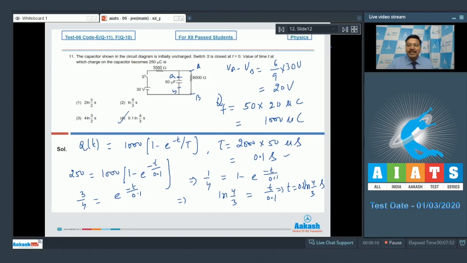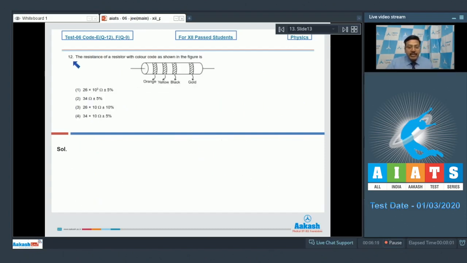Let's go to question number 12 now. Question 12 says the resistance of a resistor with color code as shown in the figure is, and the color codes are orange, yellow, black, gold, and the 4 options are given. Of course, the question is based on the concept of color coding of resistors from the chapter current electricity.